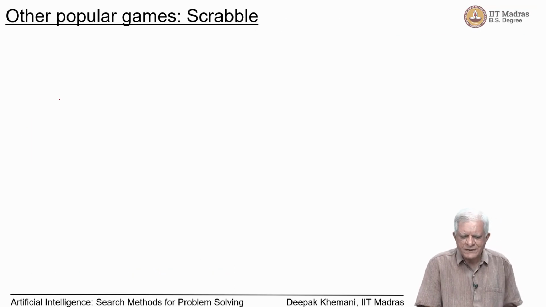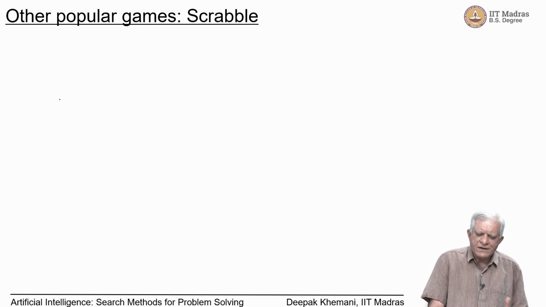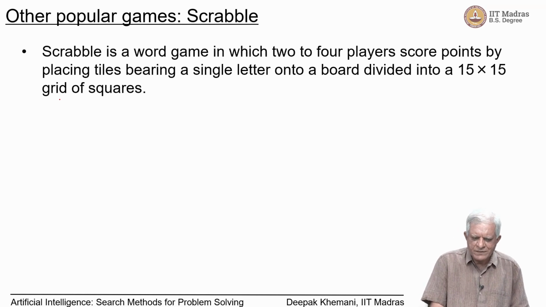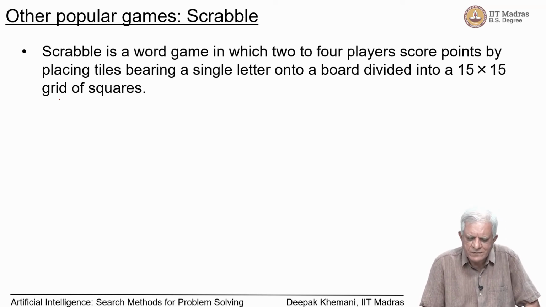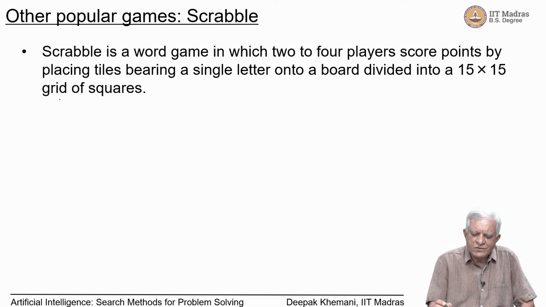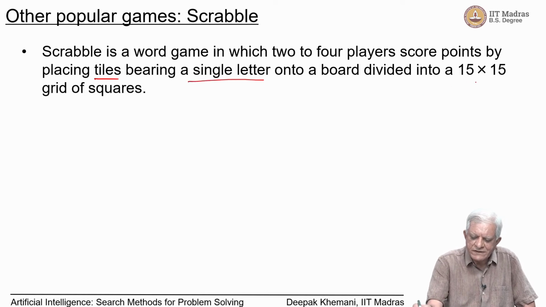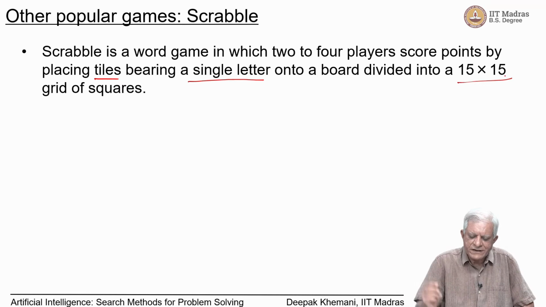What about other popular games? And when we say popular games, now we are also focusing on the fact that we are talking about implementing programs to play those games. So, Scrabble has been also very popular. It's a word game which most of you should be familiar with, in which 2 or 4 players score points by placing tiles bearing a single letter. So, you have these tiles and each tile has a single letter on a board which is divided into 15 into 15 grid of squares essentially.